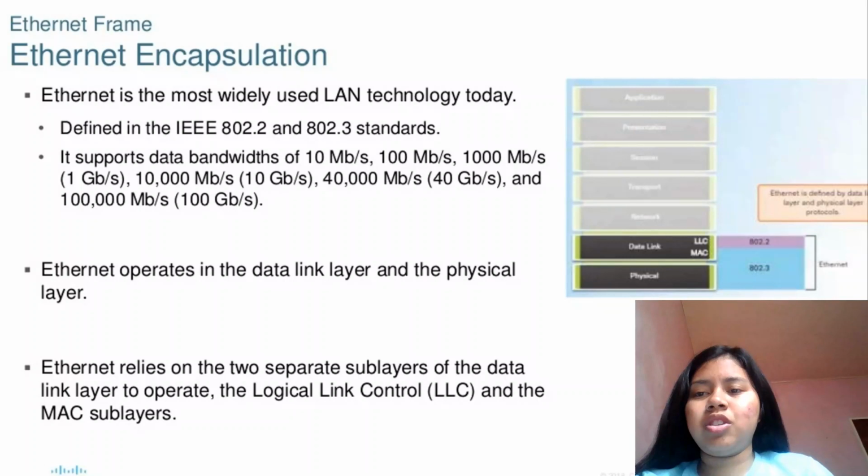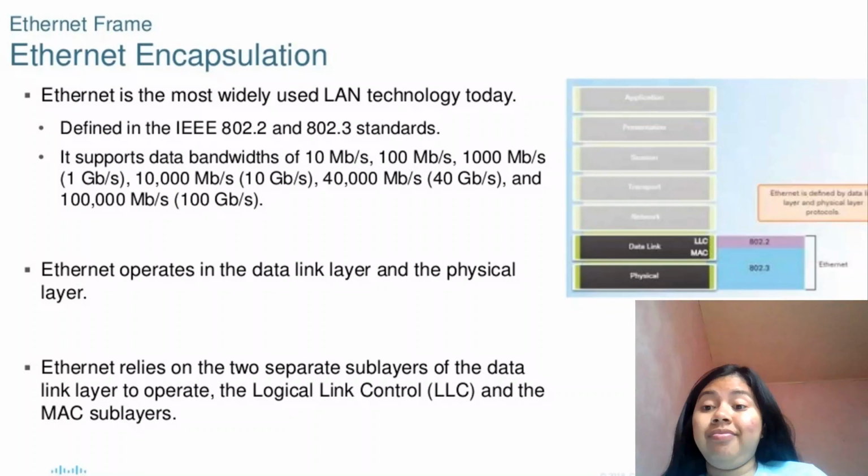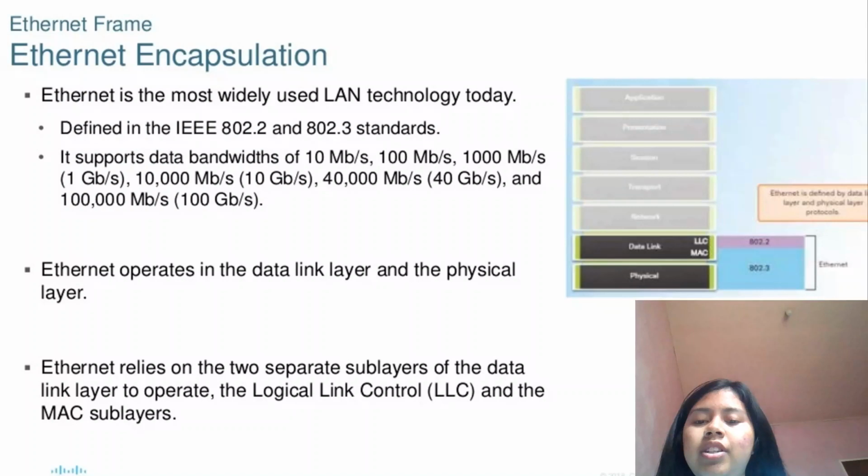Ethernet is the most widely used LAN technology today, defined in the IEEE 802.2 and 802.3 standards. It supports data bandwidths of 10 Mbps, 100, 1000, 10,000, 40,000, and 100,000 Mbps, or 1 gig, 10 gig, 40 gig, and 100 gig. Ethernet operates in the data link layer and the physical layer.